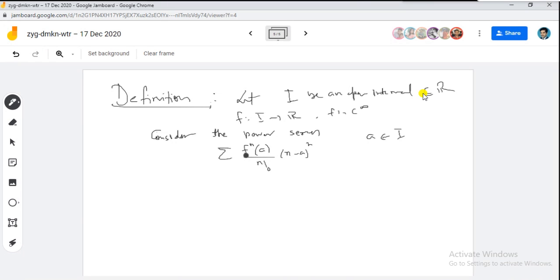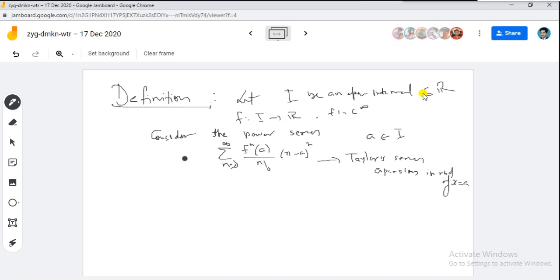This is called the Taylor series expansion, the Taylor series in the neighborhood of the point x equals A, in some neighborhood of the point x equals A, with n going from 0 to infinity.